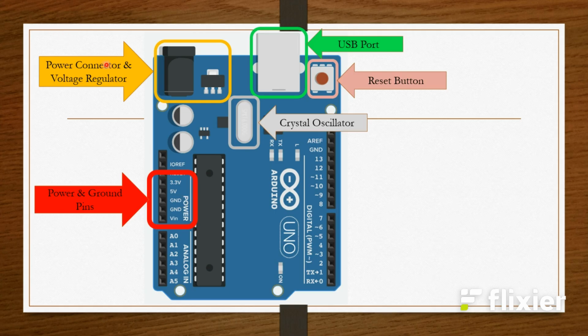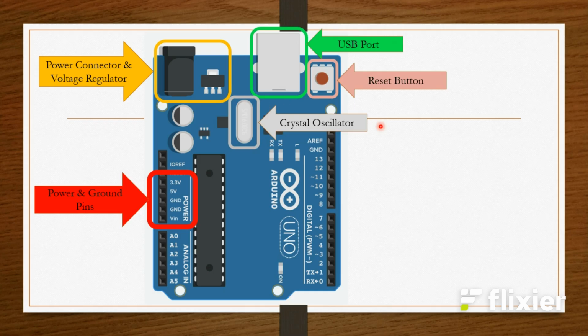Other key components. USB port. This port is used to power your Arduino, upload your sketches, and communicate with your code using functions like Serial.print. Reset button. Press this to restart your program. It resets the microcontroller. Voltage regulator. The voltage regulator ensures the board gets a stable 5 volts.